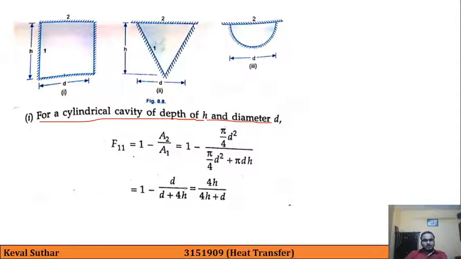So here, even though these figures are drawn in 2D, if we take our first figure, then it will be like this. It will be a cylinder like this. Here the diameter is d and depth is this h.